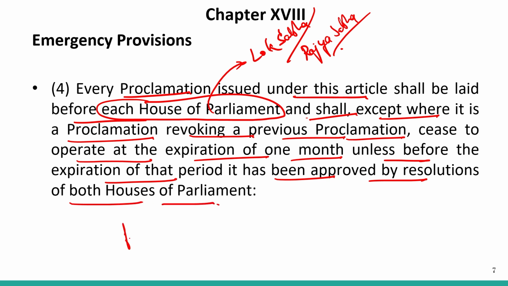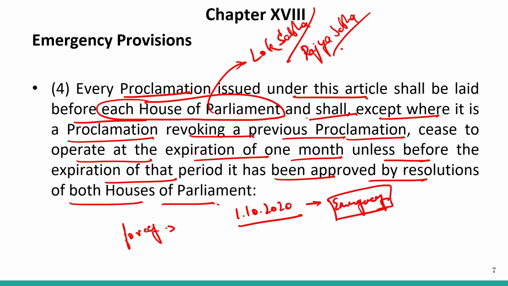For example, I'll give you an example for a better understanding here. Let's take the example that on 1/10/2020, emergency was proclaimed. Emergency was proclaimed, okay. And at that point of time itself, the union cabinet gave in writing to the president that you proclaim emergency, okay.